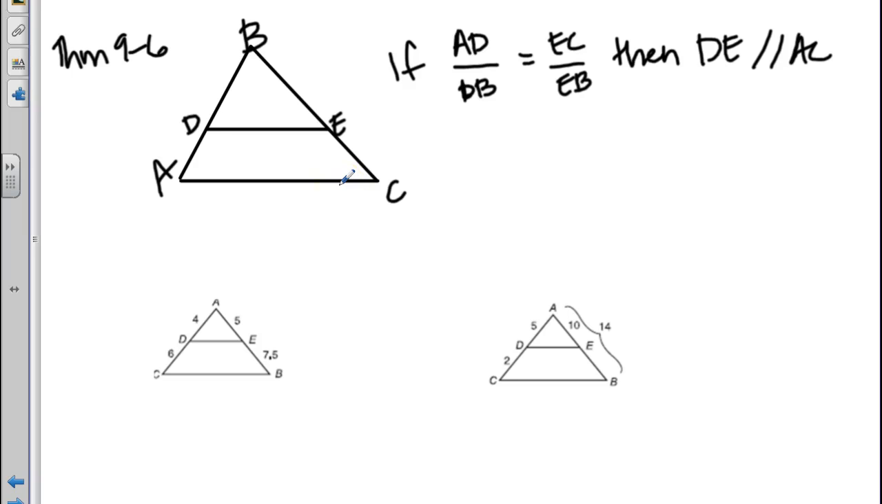That's also true going the other way. If these lines are parallel, then we know that it's going to separate this triangle into proportional pieces. So AD over DB is equal to EC over EB. We have seen that already.